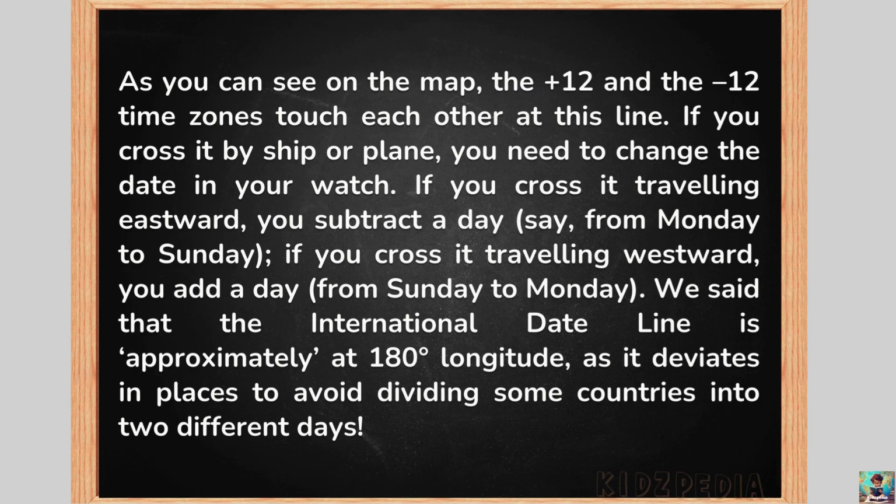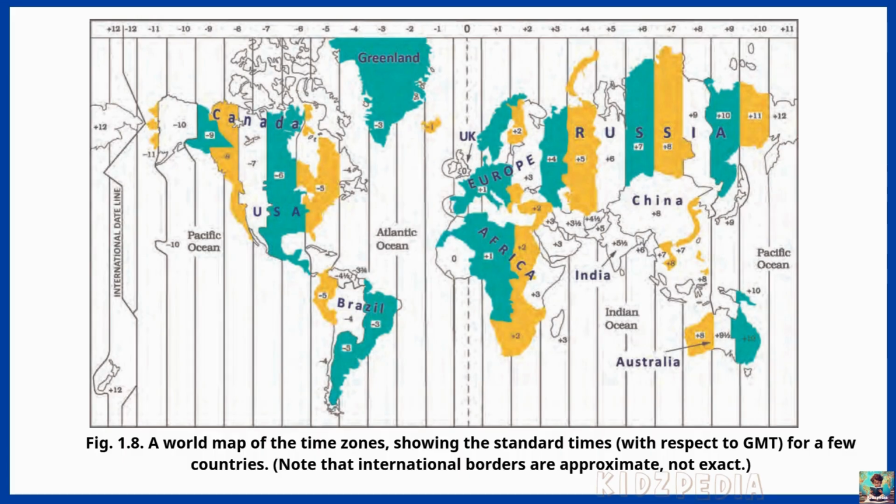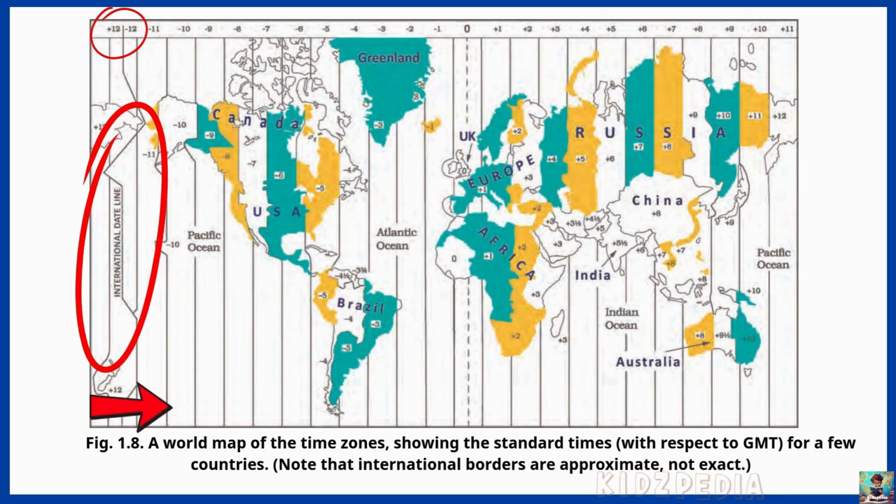We said that the international dateline is approximately at 180 degree longitude, as it deviates in places to avoid dividing some countries into two different days. So here we can see that the plus 12 and minus 12 time zones meet at the international dateline around 180 degree longitude. If you cross the line while traveling east, for example, by plane or by ship, you go back one day. So, if it's Monday, you need to change your watch to Sunday.